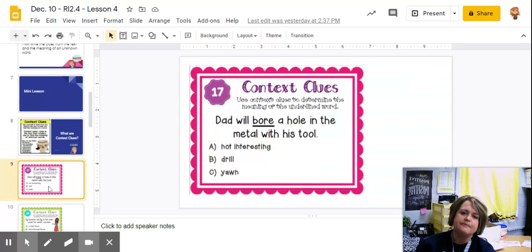Let's take a look. The first one says, Dad will bore a hole in the metal with his tool. Dad will bore a hole. So I know that whatever bore means, he's going to make a hole. Okay, he's going to make a hole, but it's going to be in metal. So he can't just make it by himself. He's going to have to use a tool of some kind.